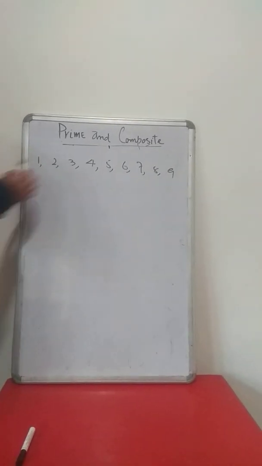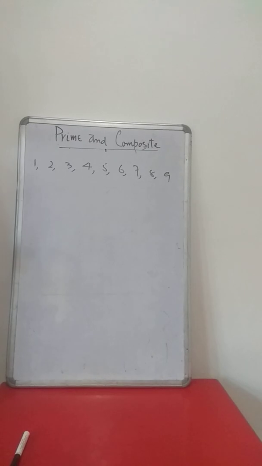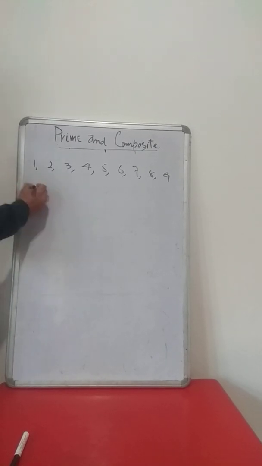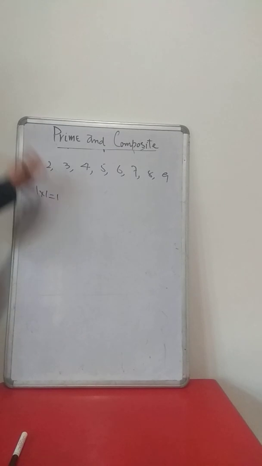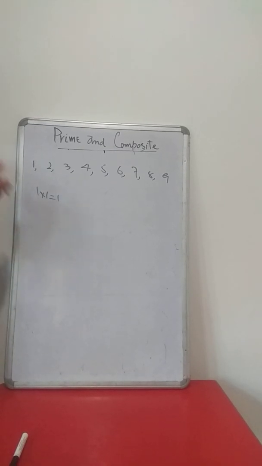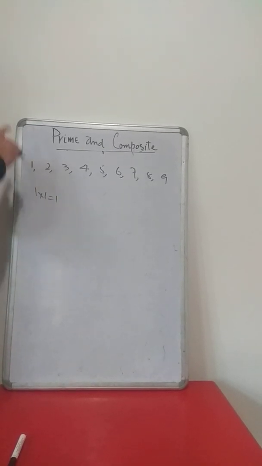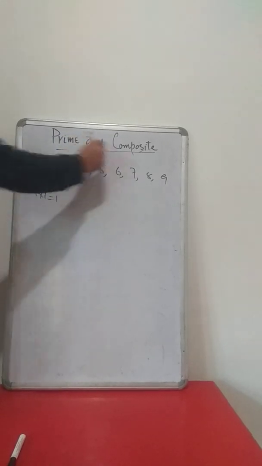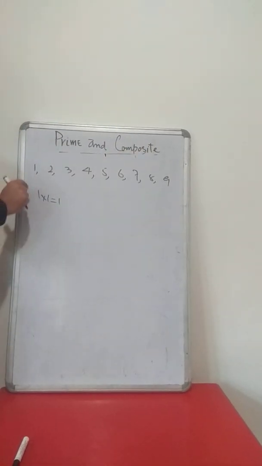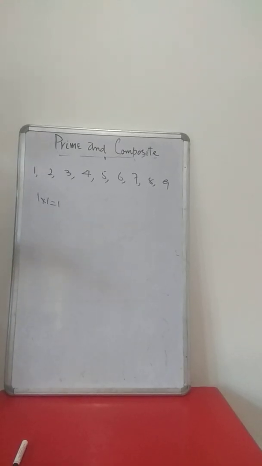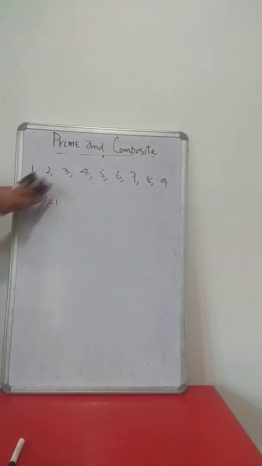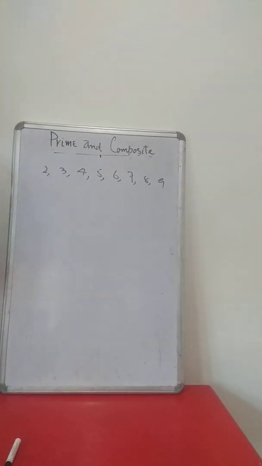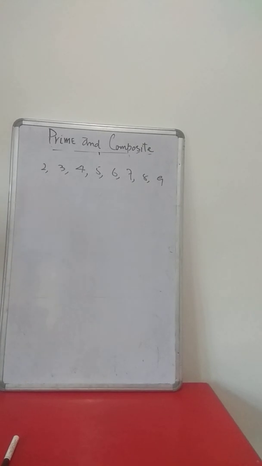Now let us talk about 1. Let us check its factors. How many factors does 1 have? 1 into 1 is equal to 1. It has only one factor. Therefore it does not come in the prime group or the composite group. Therefore we can say that 1 is neither a prime number nor a composite number, because it has neither 2 factors nor more than 2 factors, it has only one factor.